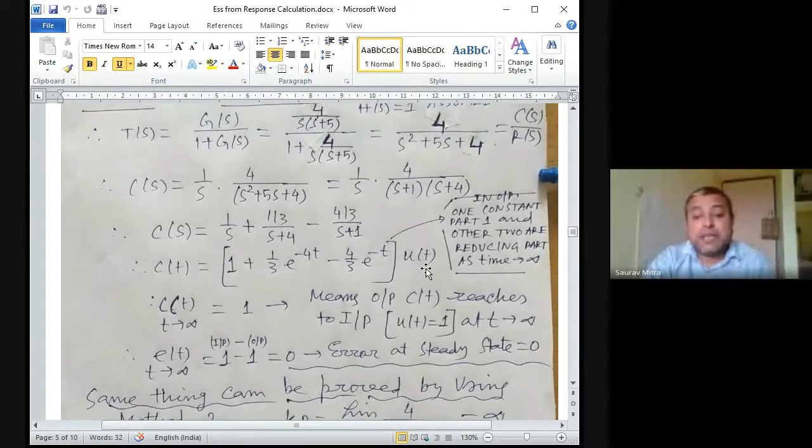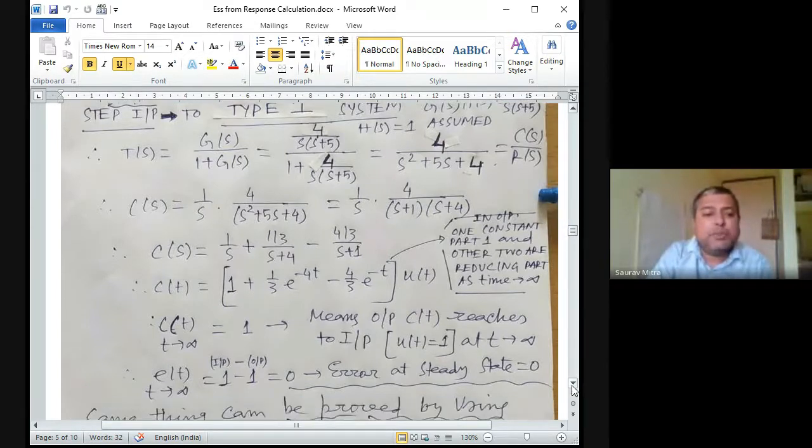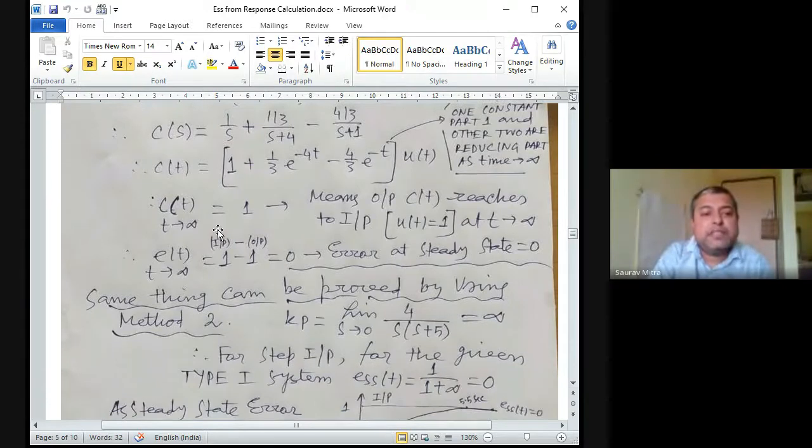So here, this is the type 1 system and we are inputting unit step. And we are finding that CT is having three parts. One is a constant part, that is 1. Another two are diminishing parts with respect to time. That means if we are substituting t is equal to infinity here, this part will become 0, this part will become 0. So what will be the output at t tends to infinity? It will be 1. What is the input given to the system? Unit step. That's what we have taken, RS as 1 by S, and we are finding that output CT at t tends to infinity is going to be 1.